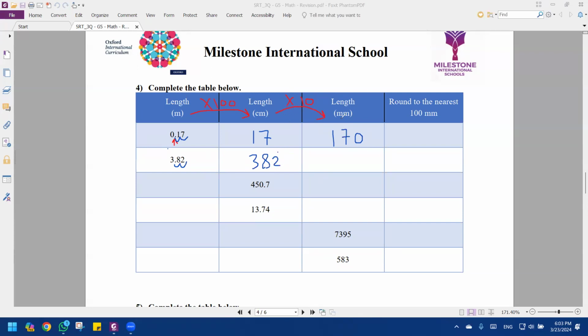Now we need to convert to millimeter, so we multiply by 10. So we add 0: 3,820. Okay. Now let's continue. From centimeter to millimeter, I multiply by 10. So I move the decimal point 1 step. It's out. 4,507. Now 13.74 centimeter. Converted to millimeter, we move the decimal point 1 step because I'm multiplying by 10. 137.4.